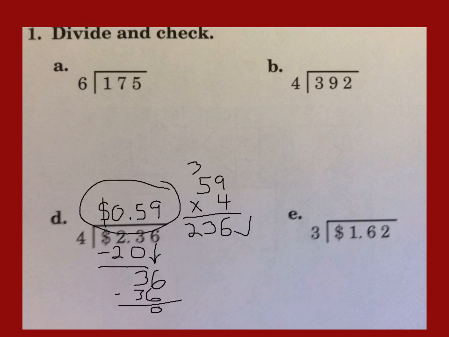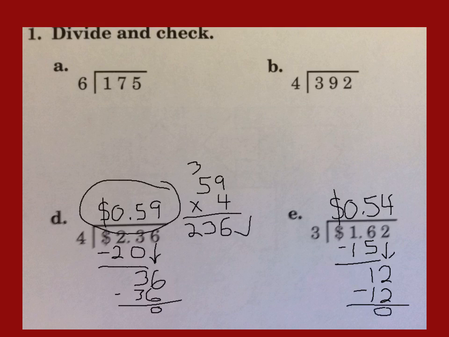Okay, E. I'm going to bring the dollar sign up. Bring the decimal up. 3 does not go into 1. Instead of an X, we're going to put a 0 there. 3 does go into 16 5 times. 3 times 5 is 15. Subtract 1. Bring down the 2. 3 goes into 12 4 times. Our answer is 54 cents.